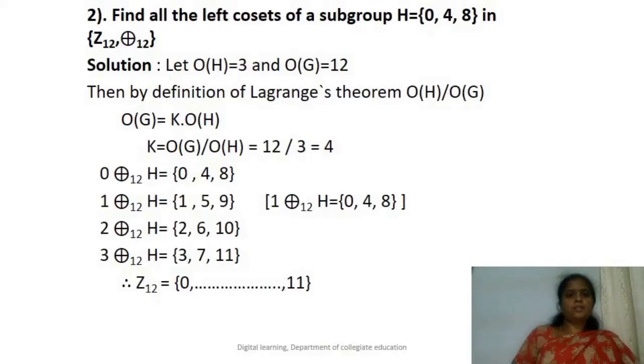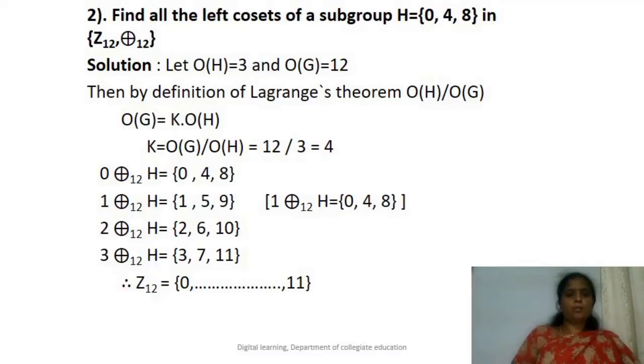Find all the left cosets of the subgroup H equal to {0, 4, 8} in Z12 under addition modulo 12. See, order of H is 3 here, then order of G is 12, because it is under addition modulo 12. Easily we can find it by Lagrange's theorem. Lagrange's theorem says that order of H divides the order of G. Order of H is 3, order of G is 12. Again, we can take order of G equal to k times the order of H.